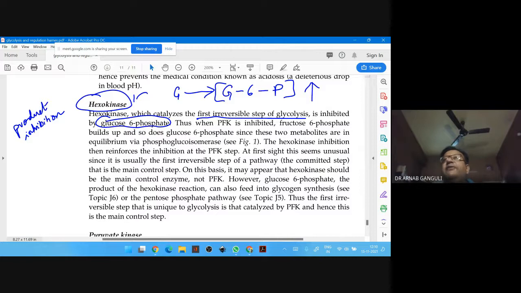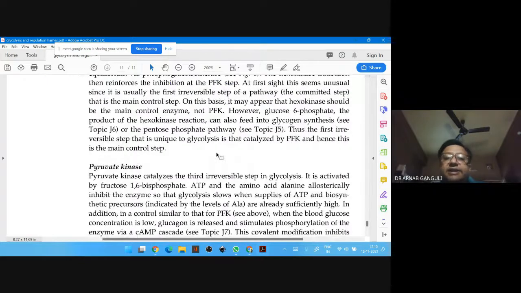If you have a lot of glucose 6 phosphate, why will the cell make more glucose 6 phosphate? So what will it do? It will inhibit the enzyme hexokinase, which makes glucose 6 phosphate from glucose. This is hexokinase's regulation.